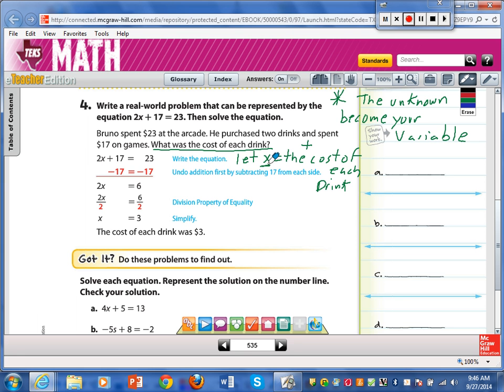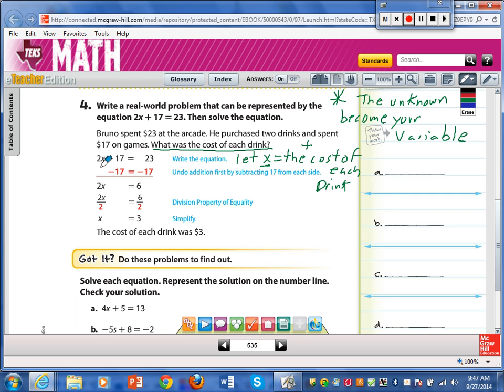All right, so it says here, Bruno spent $23. That should be your total. He purchased 2 drinks. So then 2 times every drink, right? So that's why it becomes 2x. Now, and spent 17 on games. So this x represents drinks, 1 drink times the 2 drinks that he bought. And then plus the 17 that he spent on games. That should equal the total money spent. Now, in order to find x, which is the cost of each drink, we have to solve this equation.